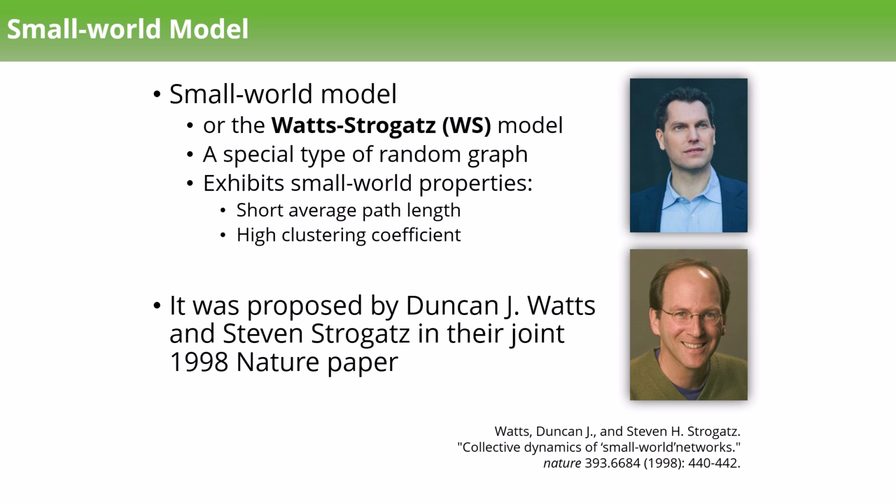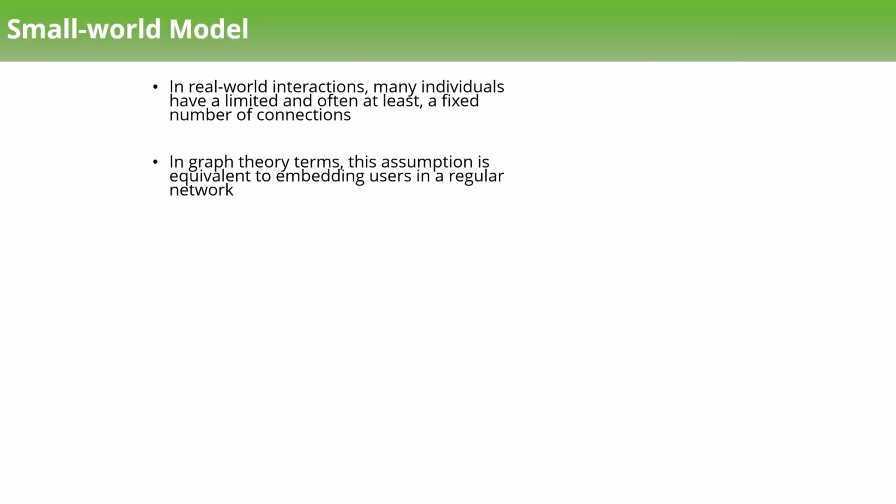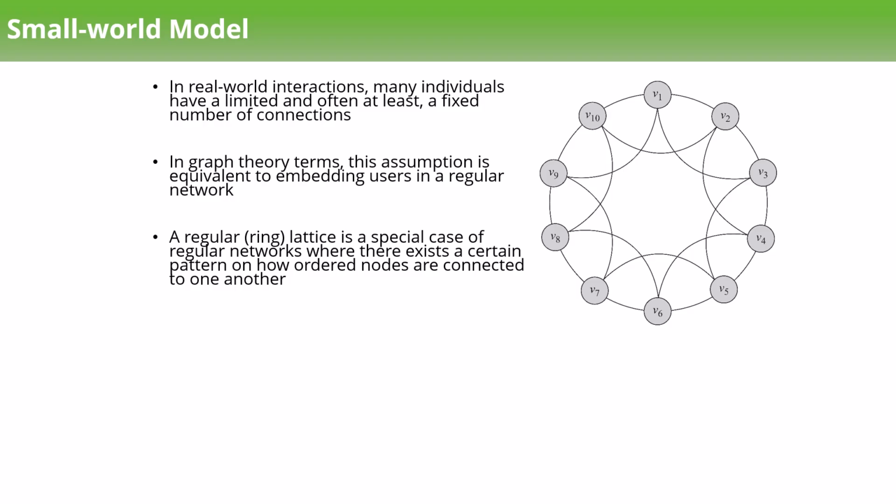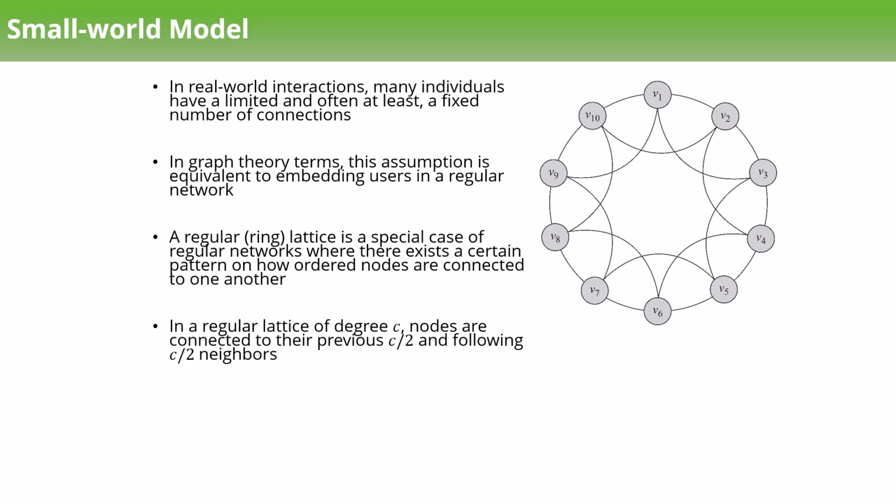So, the real world interactions. Usually a person has a limited and fairly fixed number of connections. For example, in a classroom, each student may regularly interact with a particular group of nearby classmates. In graph terminology, we can represent this situation using a regular graph, where nodes follow an organized connection pattern. So this is the concept of a small world network.